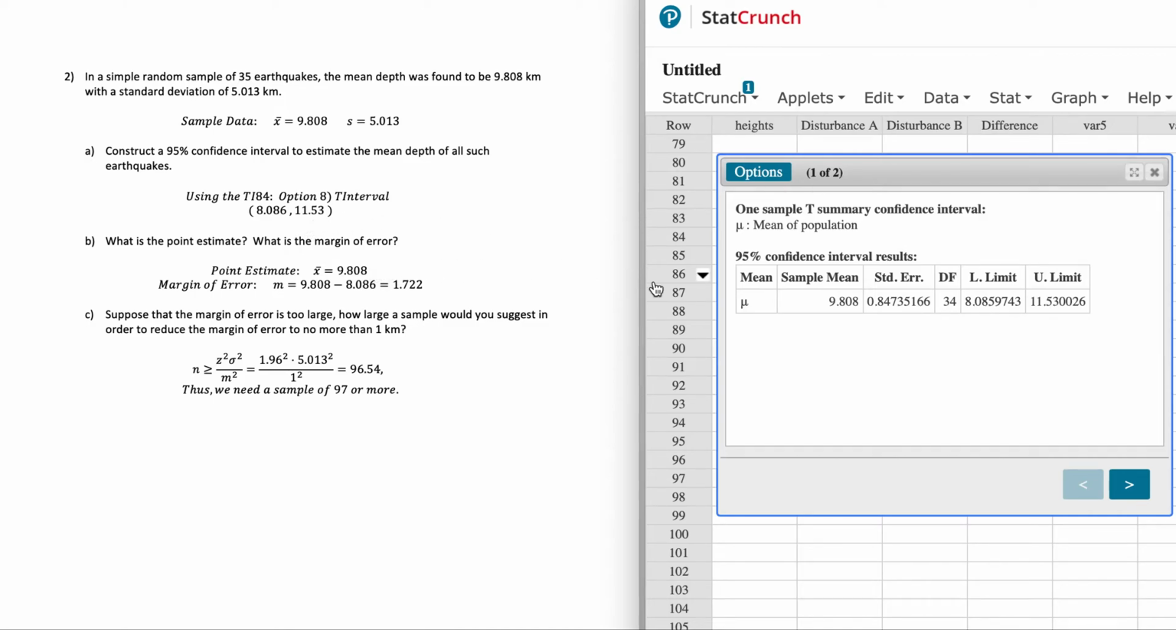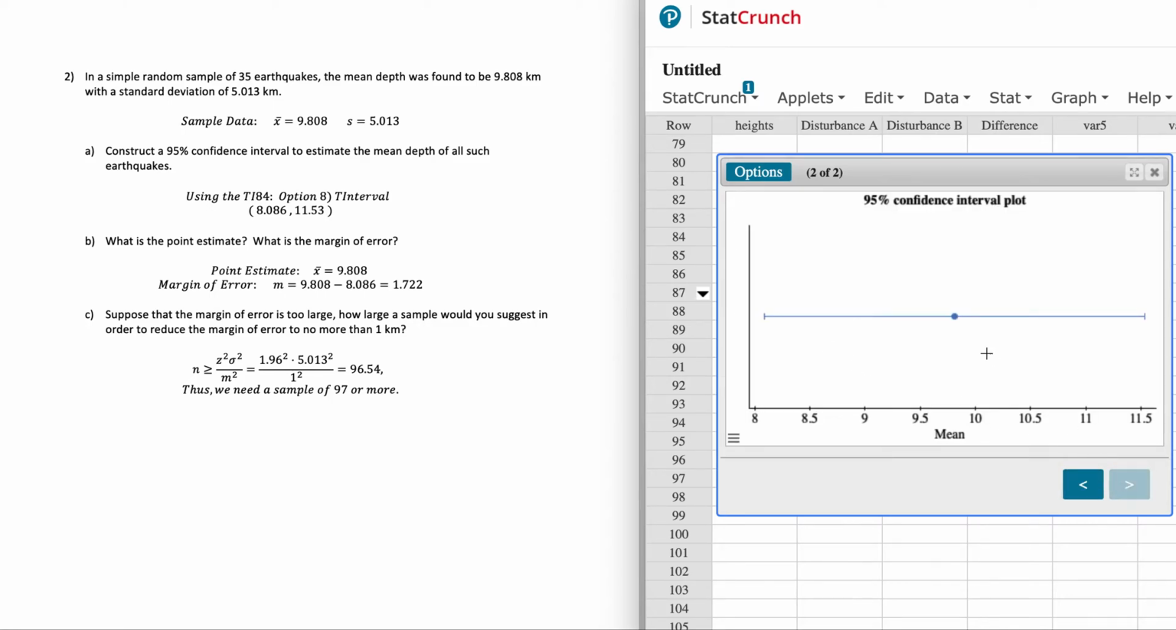My point estimate, in this case, our one number best guess, is the sample mean, 9.808. That was actually given. And our margin of error, remember, is how far we move from our point estimate here in the center to one of the endpoints, the upper limit or lower limit. So I can just simply take the upper limit, the 11.53, subtract off the point estimate, 9.808. And that's where I got the 1.722.